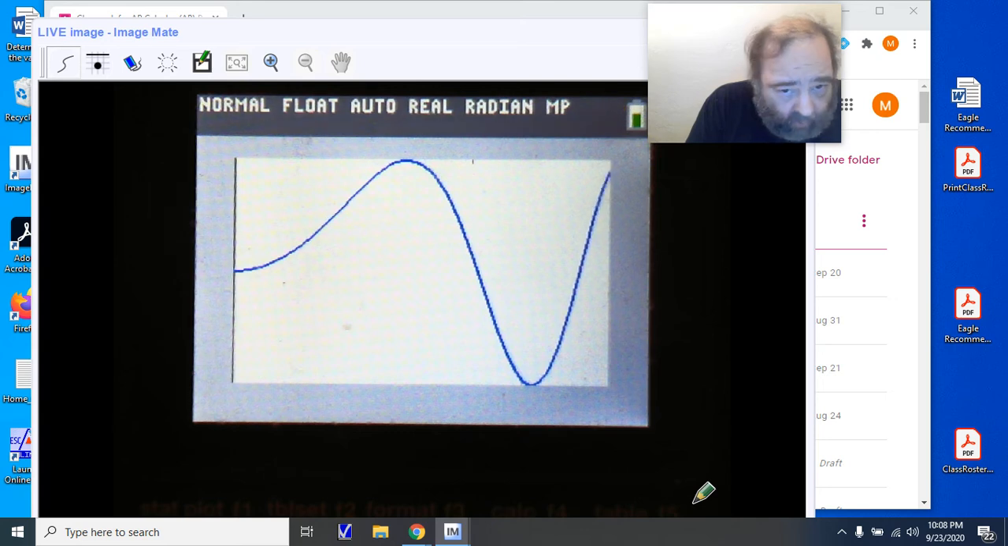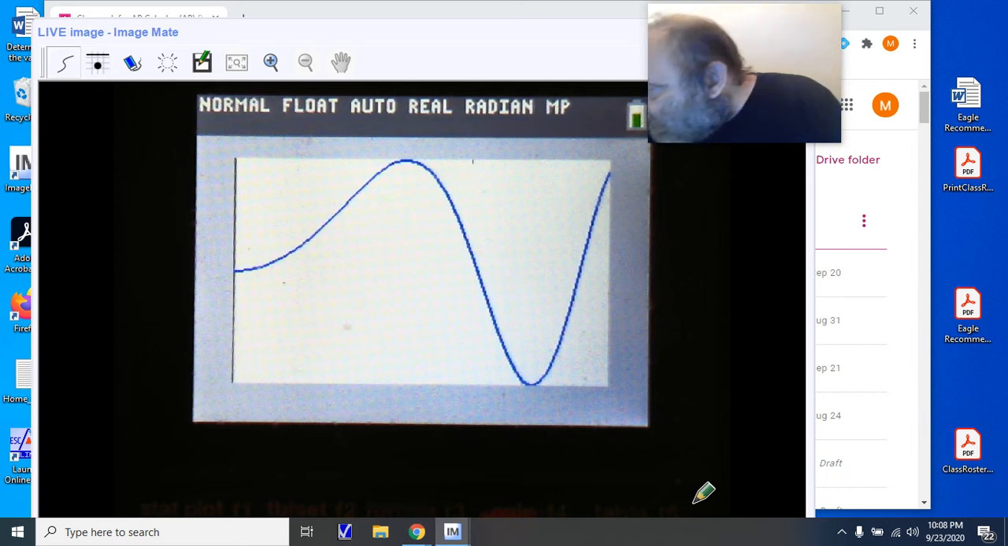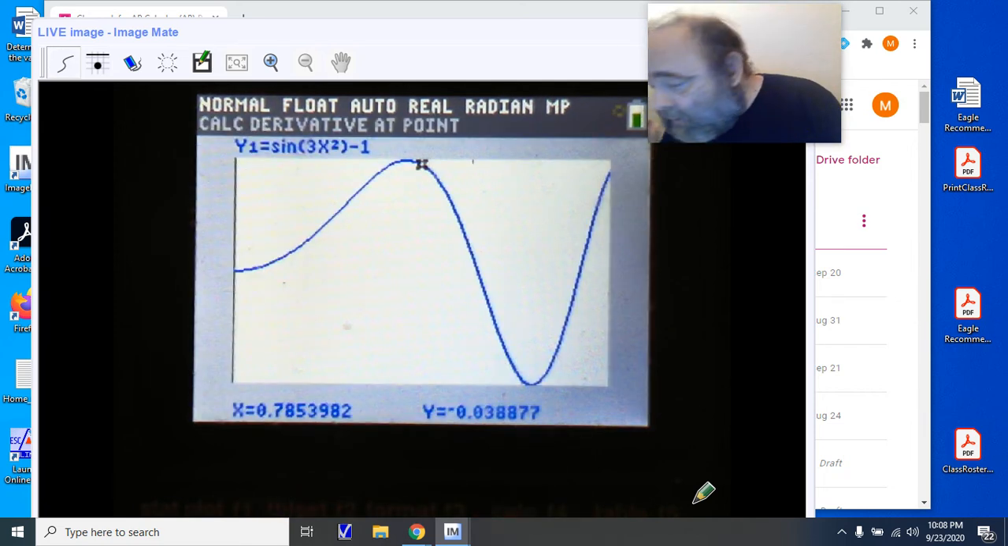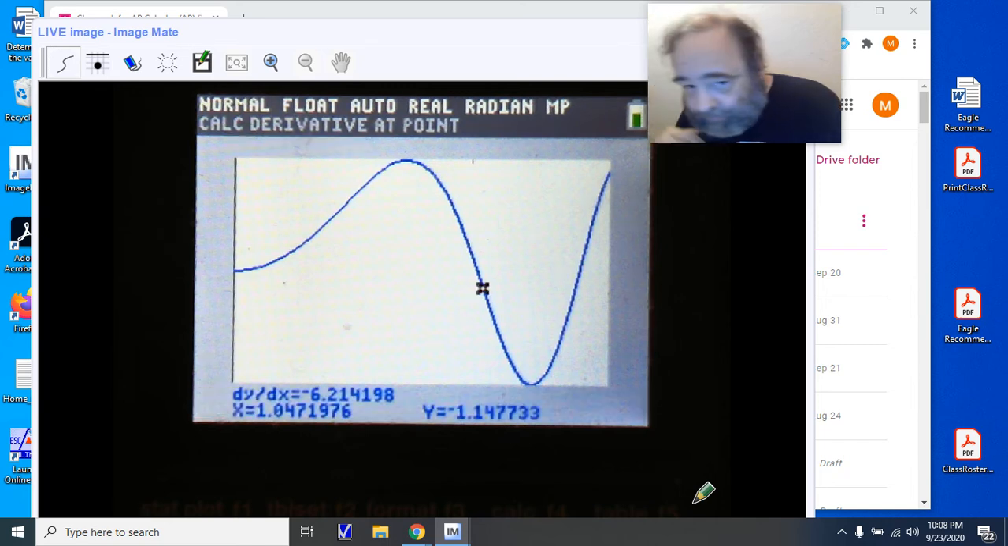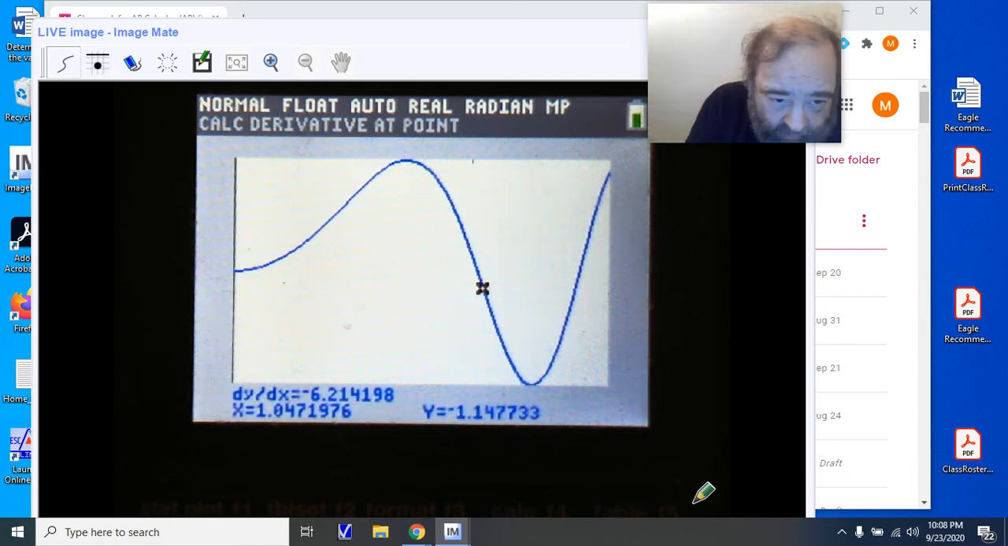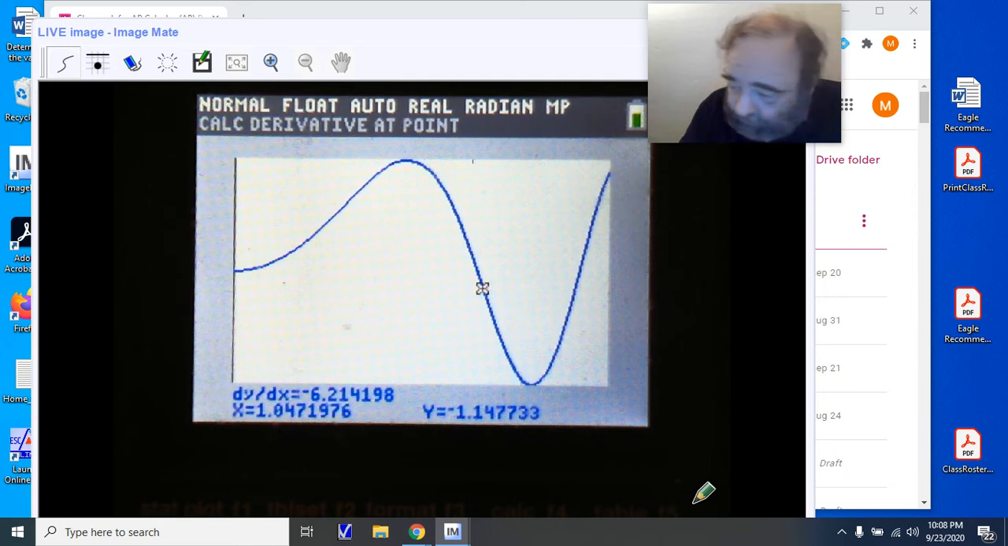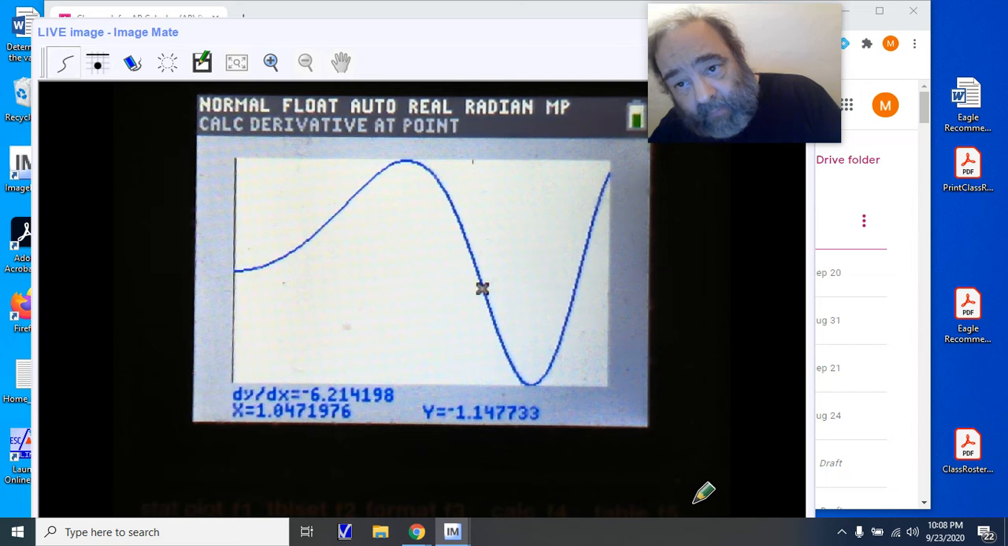Alrighty, here we go. Now, decide how you want to write the tangent line. Do you want the tangent line to be written in point slope form? If the answer is yes, hit second trace 6. Now do pi over 3. Pi divided by 3, hit enter. You have your slope, dy dx. You have your x value, 1.0747, and you have your y value, negative 1.148. Put it into point slope form.